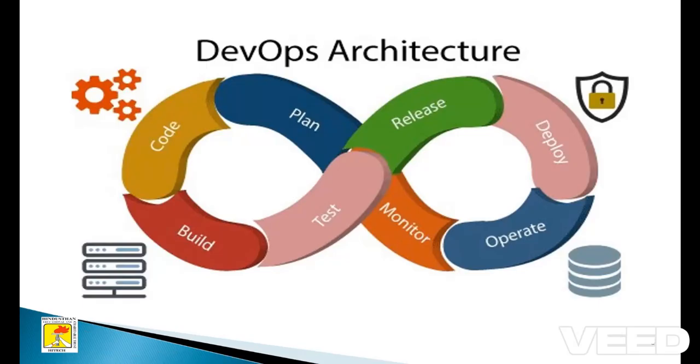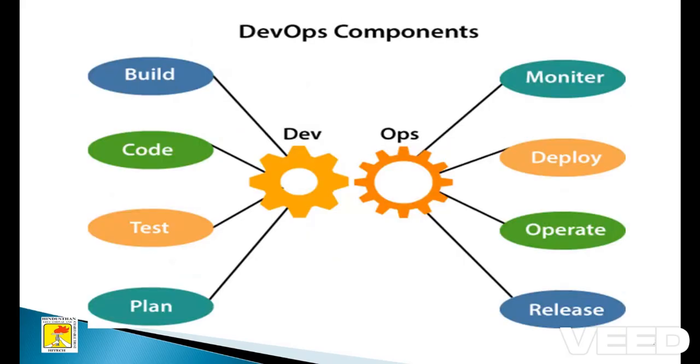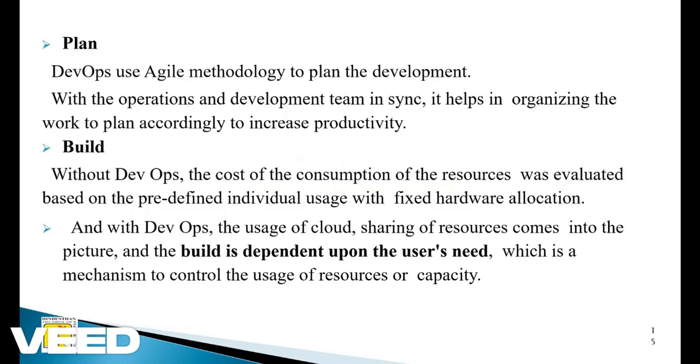This is the architecture of DevOps. First, we are planning, coding, building, testing, releasing, deploying, operating, and then we are monitoring the whole process. So here the components of DevOps are plan, code, build, test, release, deploy, operate, and then monitor. These are the whole components of DevOps.